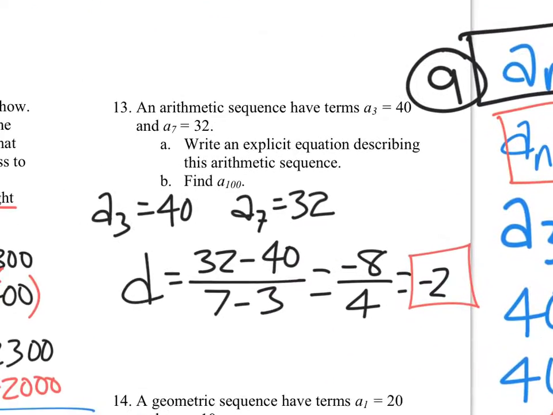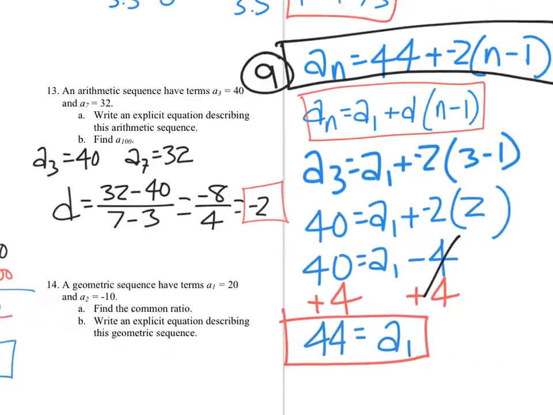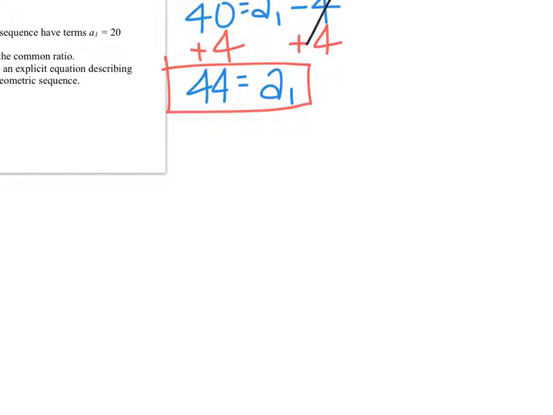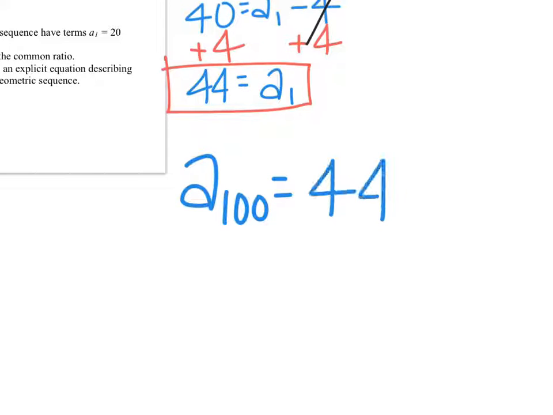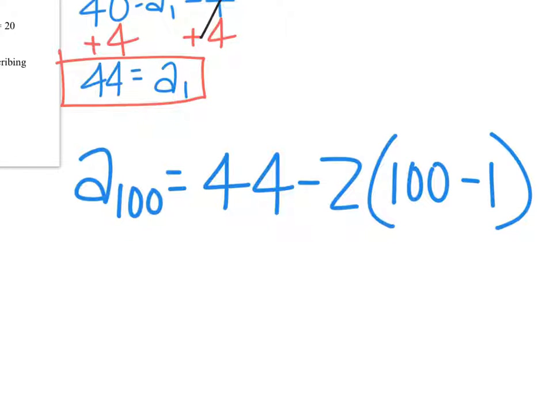But part 2, the second half, says find a sub 100. What is the 100th term? So what we're going to do is rewrite it as a sub 100, because that's what we don't know, equals the first term, which we just figured out is 44, minus the difference, which is 2, and then multiplied by n minus 1. In this case, n is 100, so it's going to be 100 minus 1. Beautiful.